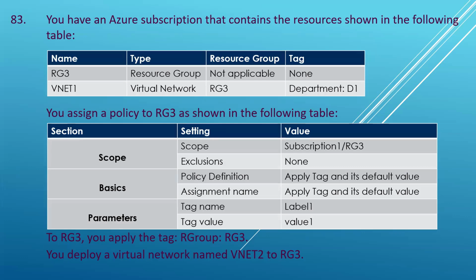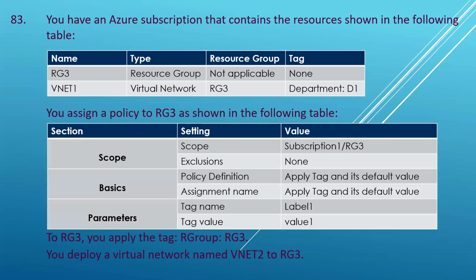Now in the table, again, there are details of the policy where the scope is drilled down to only resource group level, and then there are no exclusions defined, and the policy is going to apply a tag and its default value. And the parameters for the tags are the tag name is level 1 and the value is value 1. Now the question is, to RG3, you apply the tag rgroup colon RG3.